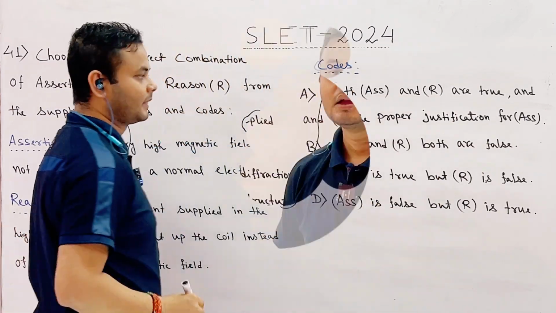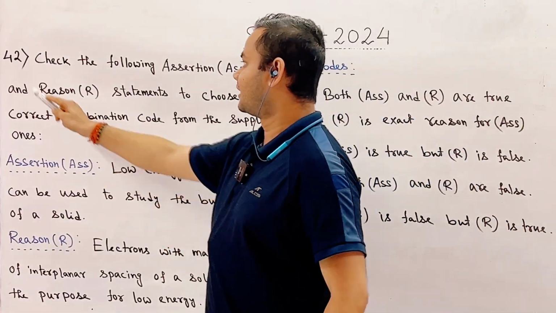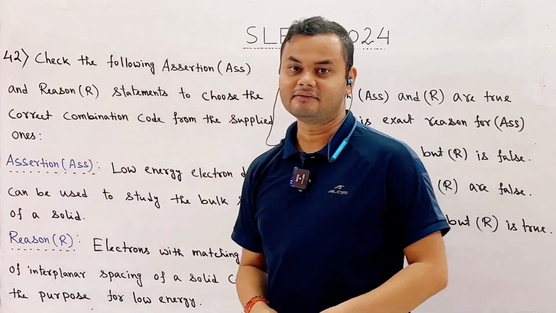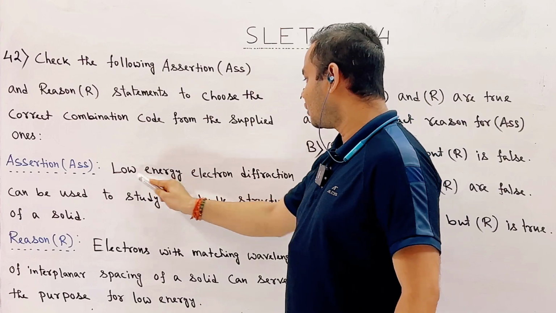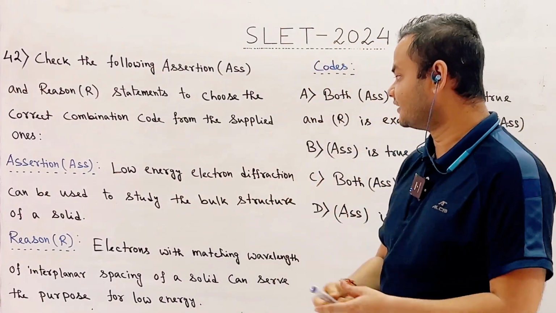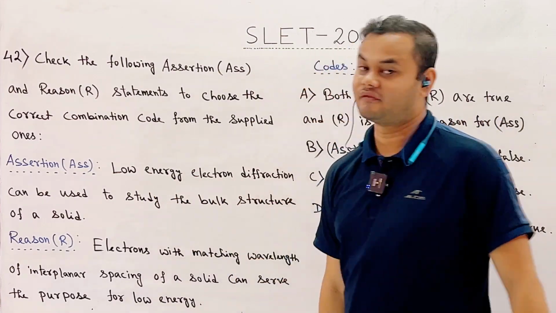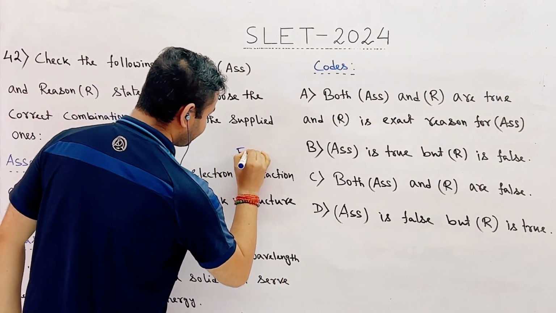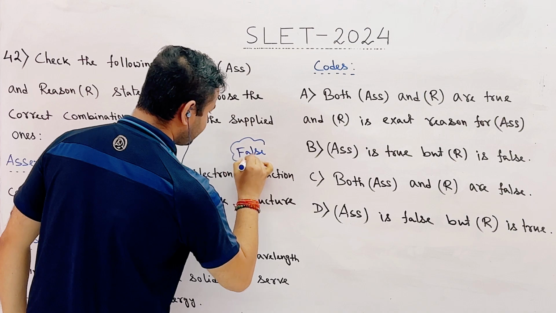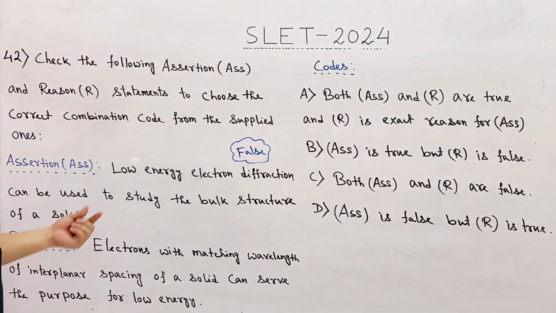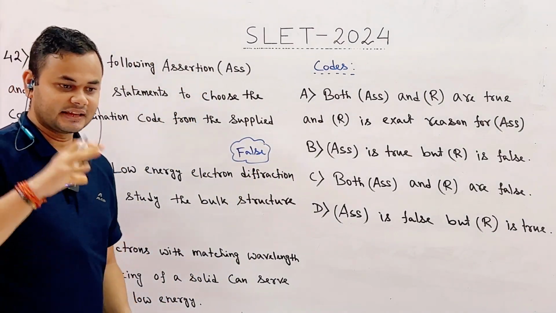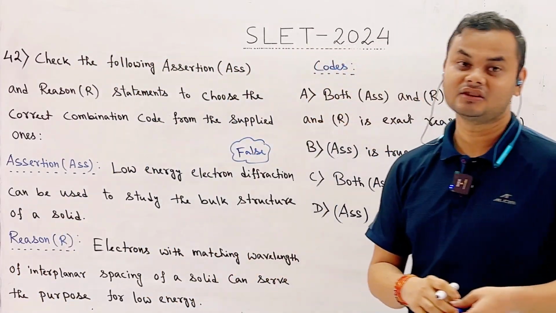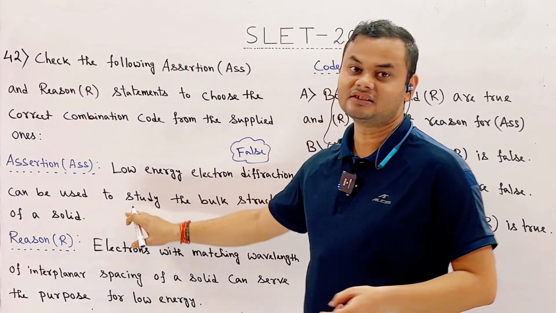Now, let us discuss question number 42. This question number 42 is also assertion reason type question. Assertion: low energy electron diffraction can be used to study the bulk structure of a solid. Students, this statement is false. Always remember, this low energy electron diffraction is used to study surface structures, not the bulk structure of a solid. So, therefore, this assertion is false.